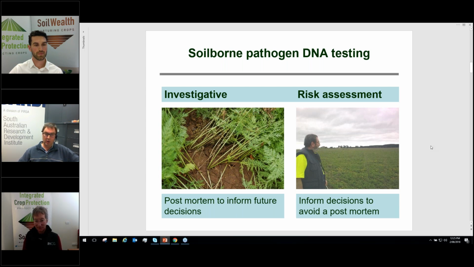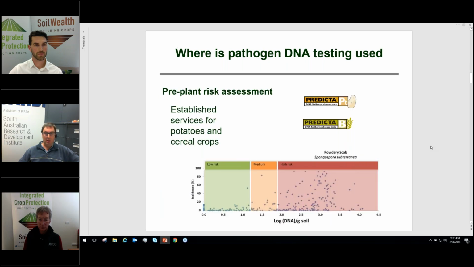I guess what we're looking at is how do you not have the post-mortem? We're looking at technologies that can help you to assess the risk up front so that you can make decisions that will potentially reduce that risk. You can't reduce the risk completely, but the more information you've got about what you're dealing with and what the risks are, the better you can make your decisions.